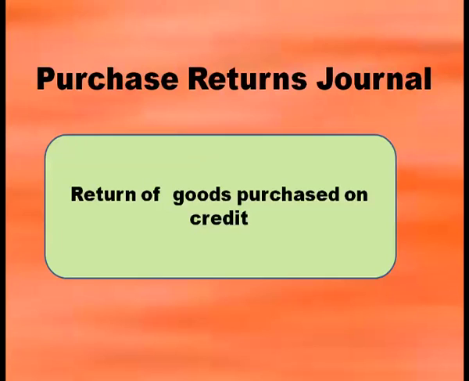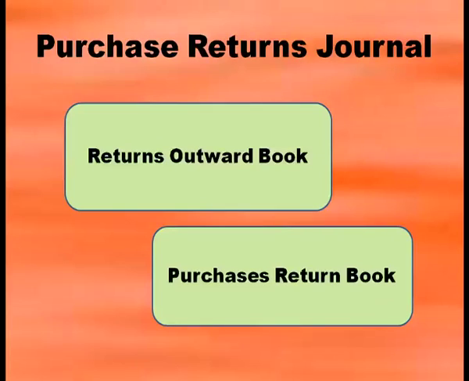Purchase returns journal. Return of goods purchased on credit will be recorded in the purchases returns journal. Now, we have studied purchases journal. Then coming to purchases returns journal. Here, return of goods purchased on credit will be written. Purchases returns journal is also known as returns outward book. Whatever is coming inside is returning, so returning outward. It is purchase returns journal, also known as purchases returns book.